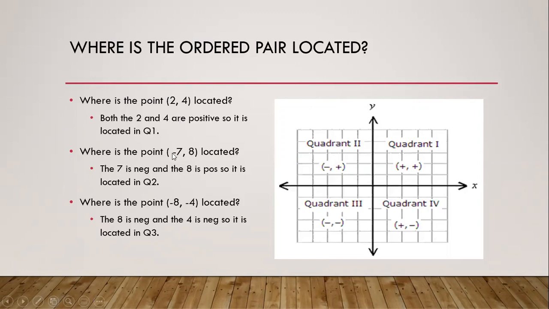All right. Then we have negative positive. So all we're looking at right now is signs. We have a -7 and a +8. So negative positive has to be in the second quadrant, quadrant number 2. And then you've got (-8, -4). (-8, -4) is a negative negative. Got to be in quadrant 3. That's what happens in quadrant 3. You have negative negative. All right.